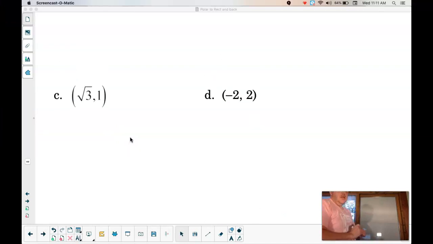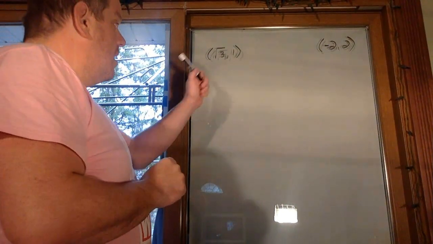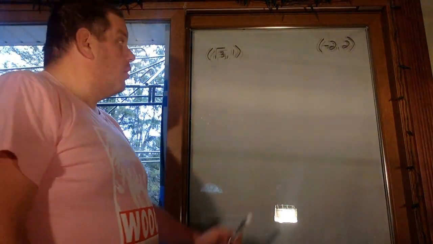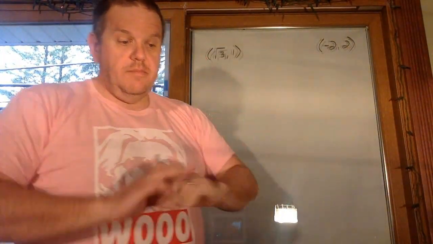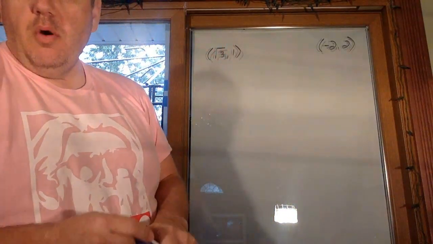Next one is, oops, let's get rid of those two. So the next one is square root of 3, comma 1. And then I'll just put the other one up there too right away. Negative 2, comma 2, or the next 2. Okay, so those are both in rectangular form because I don't know if this is an angle or if that is an angle. Okay, so those are both in rectangular form. I need to put them both into polar form.